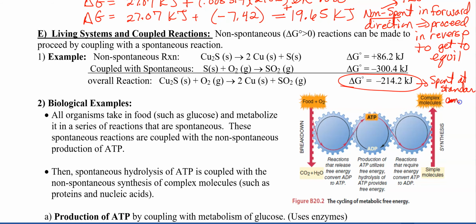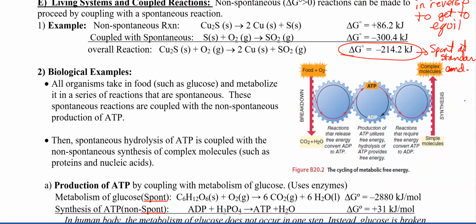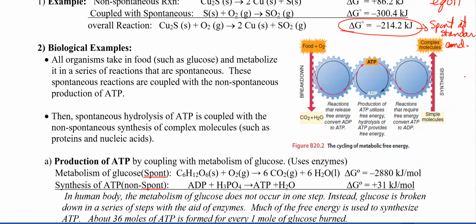Conditions, right? So by doing those two reactions together, it can be spontaneous overall. So that's really useful, is how you can get non-spontaneous reactions to occur. You have to couple them with a spontaneous reaction. So this happens all the time in our bodies and biological systems, right?